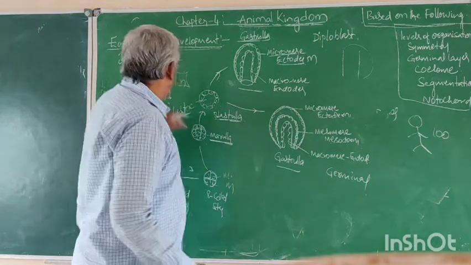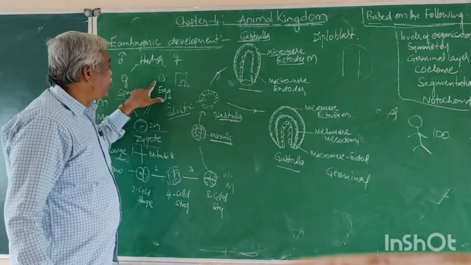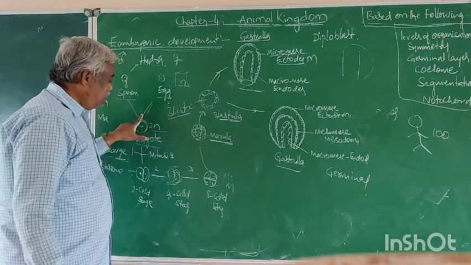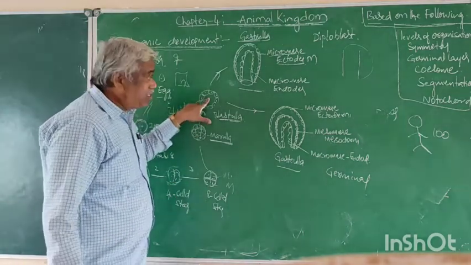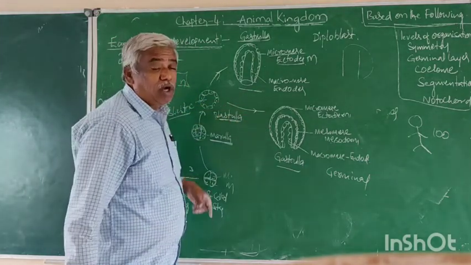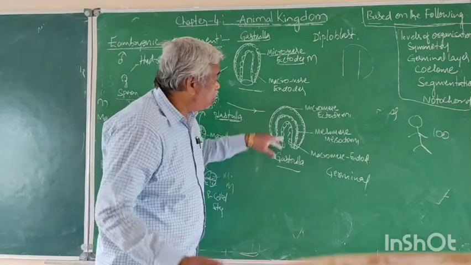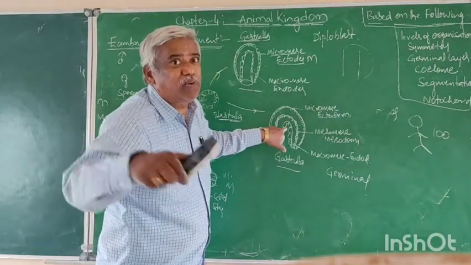Suppose rabbit. Rabbit sperm and rabbit egg together form a zygote. The zygote becomes 2 cell, 4 cell, 8 cell, morula, blastocyst. The blastocyst then forms a gastrula. In the rabbit, the gastrula has three layers. Hence the rabbit is an example for triploblast.